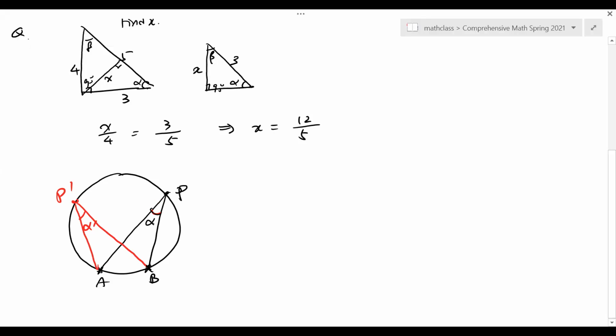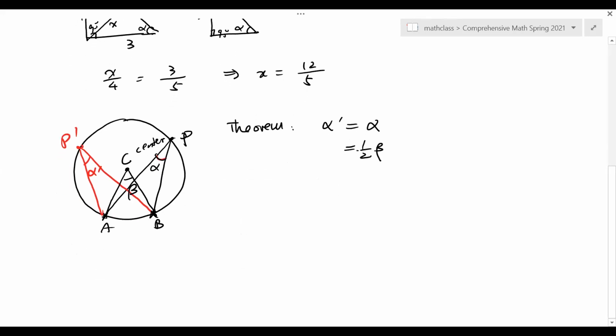We find we always have the following theorem: alpha prime is always equal to alpha, no matter where the point P is. And more important, if you see the center and you connect it with these two points, and that angle is beta, then the angles are not only equal, they are half of beta. This is an important fact in geometry. We will use that to solve a problem.